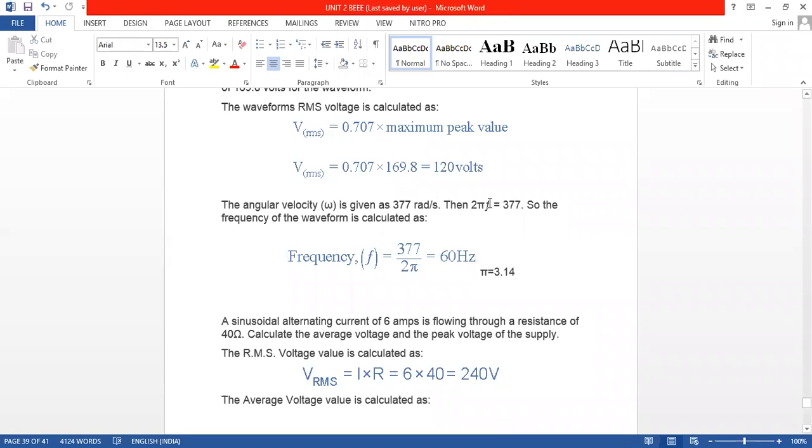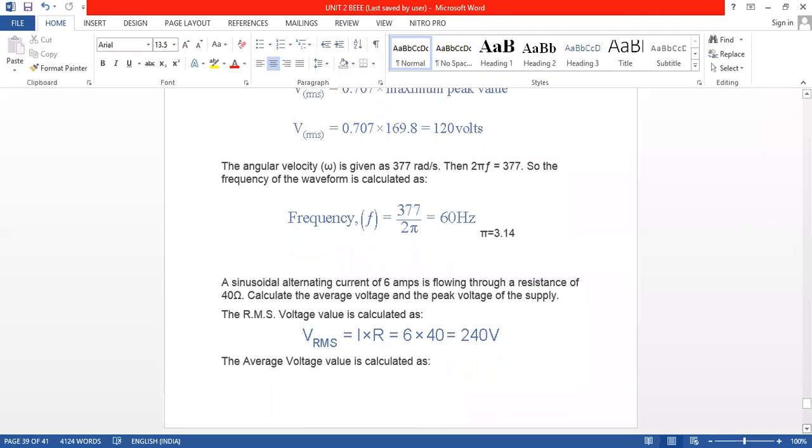So frequency is nothing but f. What is the formula? f is equal to 377 by 2 pi. How much are you getting, all of you? You can calculate later on. It is 60 hertz. The unit of frequency is hertz. Understood this one, all of you? That was RMS and frequency. Now we are going to the next problem.